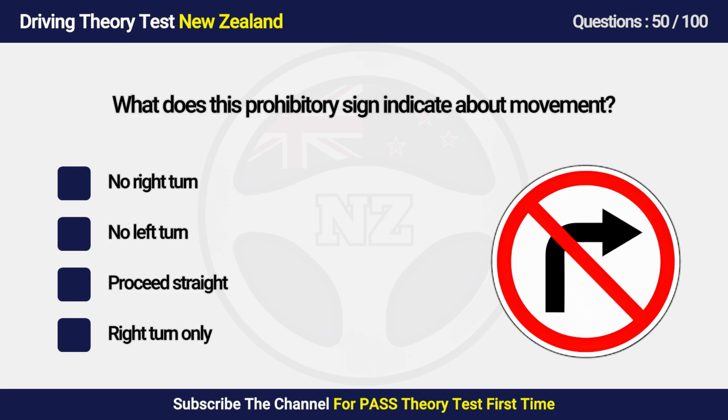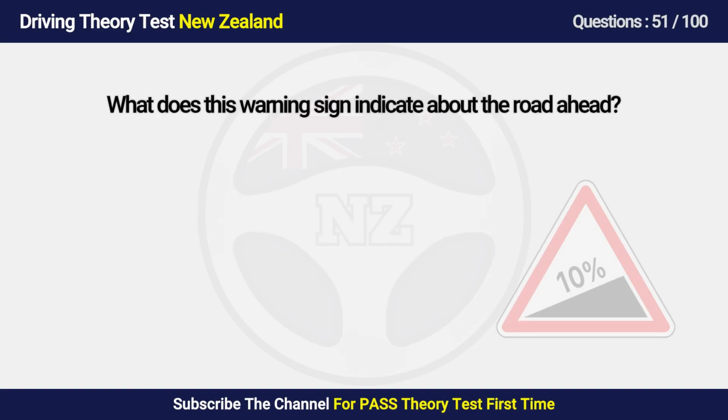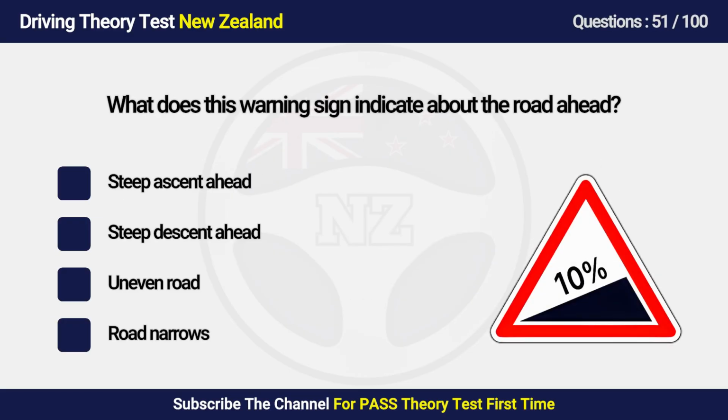A. No right turn. B. No left turn. C. Proceed straight. D. Right turn only. Answer is A. No right turn. This sign indicates that making a right turn is prohibited at the intersection or junction. Drivers must choose an alternative direction. Question 51. What does this warning sign indicate about the road ahead?